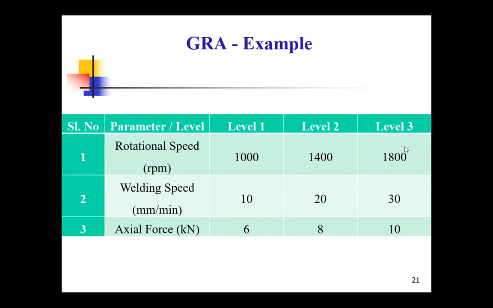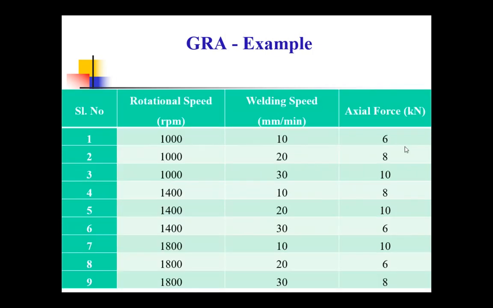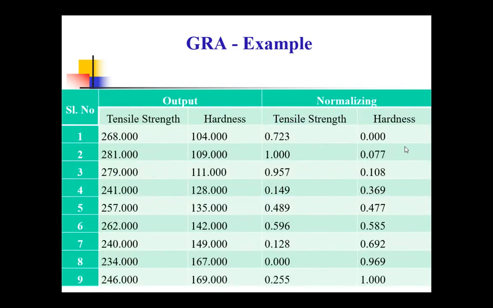The experimental design may be anything. It may be a full factorial, a fractional factorial, trial and error, a single factorial experiment, Taguchi's technique, RSM, whatever it may be. Whatever the experimental design, we can apply this gray relational analysis. So I have formulated an L9 orthogonal array for three parameters varied through three levels. Here we consider two outputs: one is tensile strength and the other one is hardness.